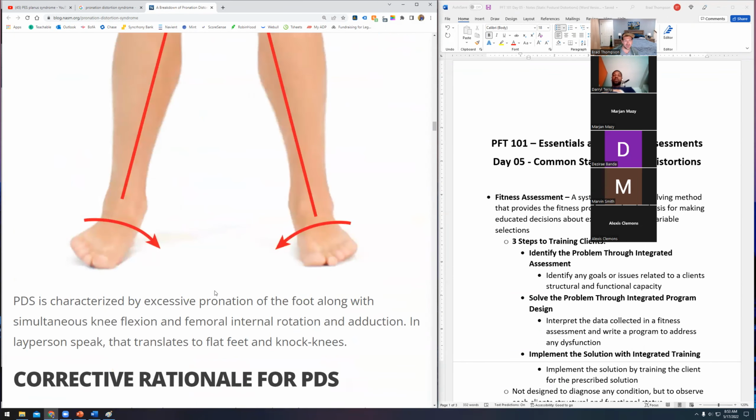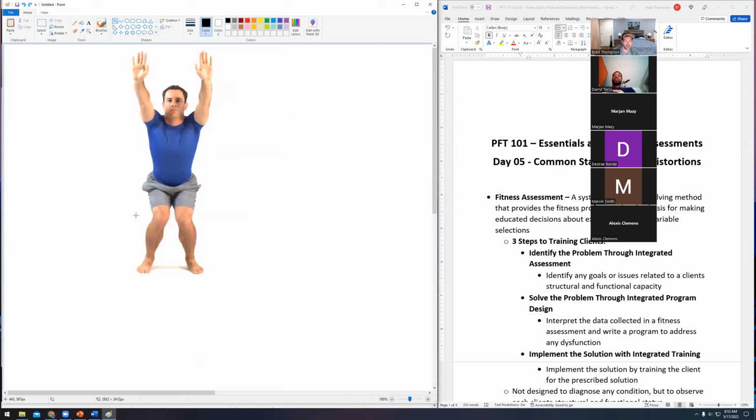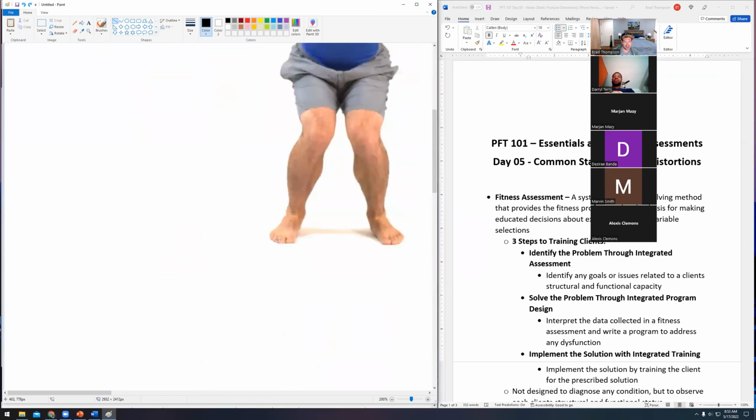What we want to see is those knees push out and hopefully line up. We look at the second and third toe here. We want it right in the middle of the foot. His knees should line up somewhere around here, right?